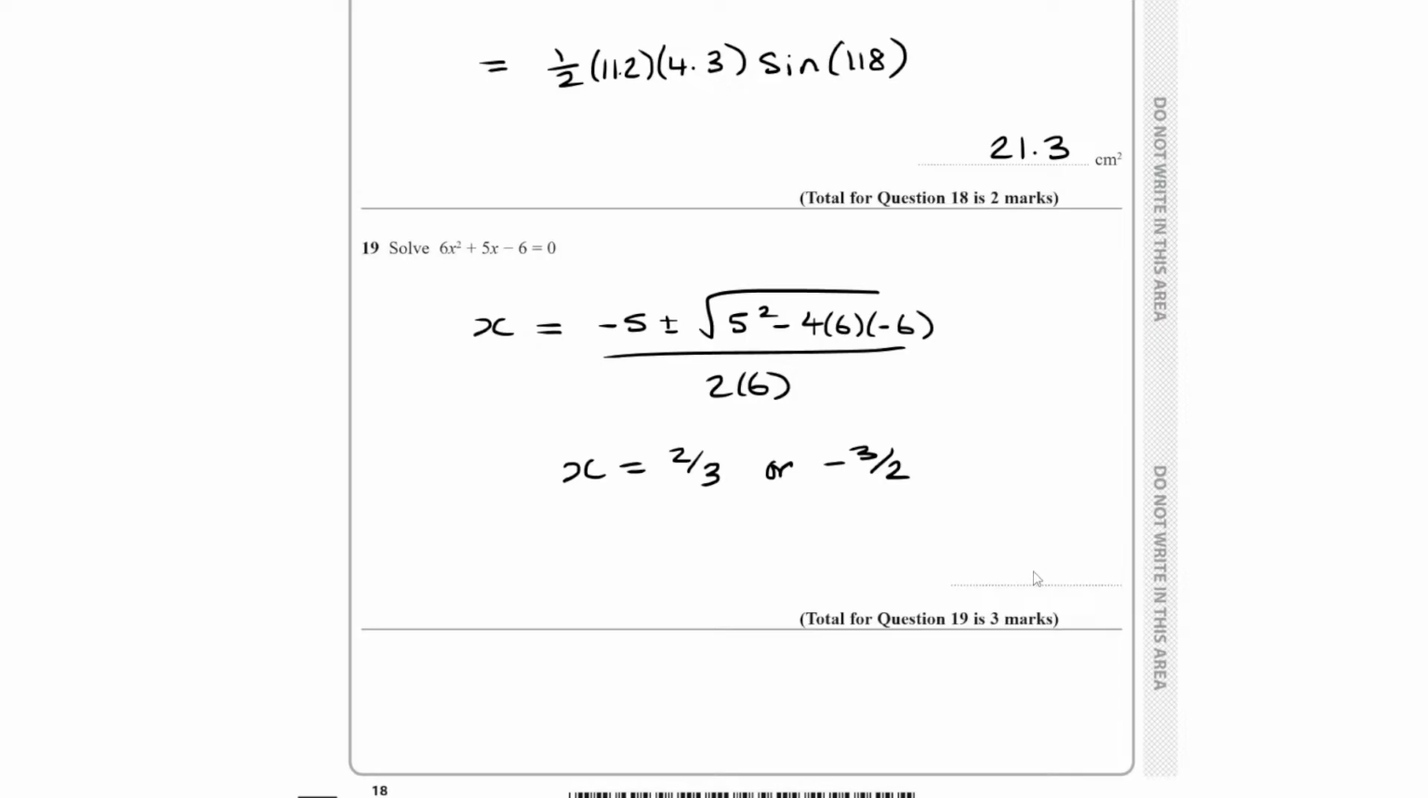Minus 3/2, or minus 1.5 if you want to write it like that. I would just leave them as fractions though. So those are your answers: 2/3 or minus 3/2. As I said, you could have factorized it. If you got the same answers, then that's fine. It doesn't really matter what method, because they haven't specified what method to use. So yeah, another nice 3 marks.